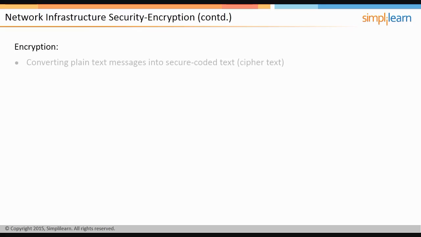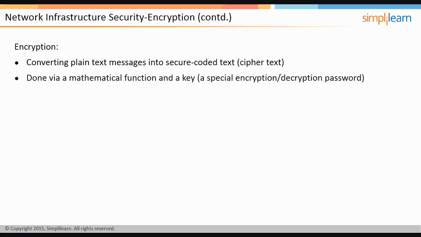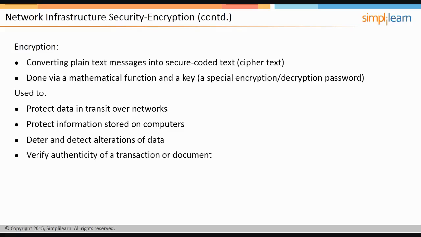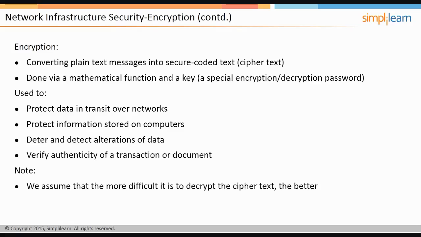Encryption means converting plain text messages into secure coded text, ciphertext. It is done via a mathematical function and a key, a special encryption-decryption password. Encryption is used to protect data in transit over networks, protect information stored on computers, deter and detect alterations of data, and verify authenticity of a transaction or document. Note, we assume that the more difficult it is to decrypt the ciphertext, the better.